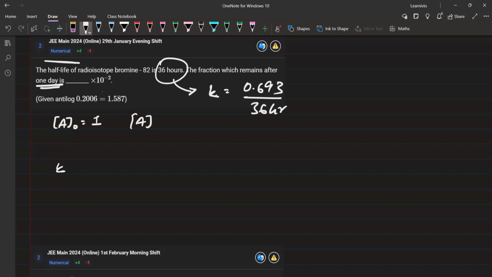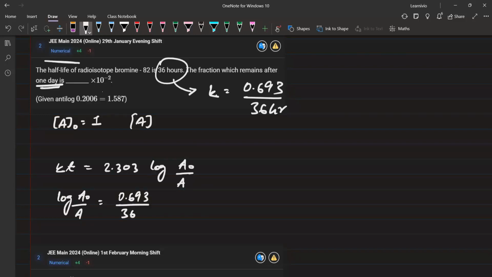What do we have? We have kt is equal to 2.303 log of A naught by A. We need to find this A here. Now, log of A naught by A will be equal to kt. What is k? 0.693 divided by 36. This is k. And what is t? Time is 24 hours, into 24, and this will be divided by 2.303. So as we have said, 2.303 will get cancelled by 0.3.